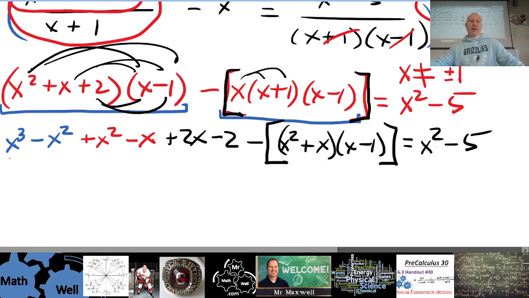So I'm gonna gather some like terms what I can over here with all this mess, and then I'm gonna multiply this out and so on. So let's take it one step at a time. So look at this minus x squared and plus x squared. They cancel each other out. You see how that's gone?